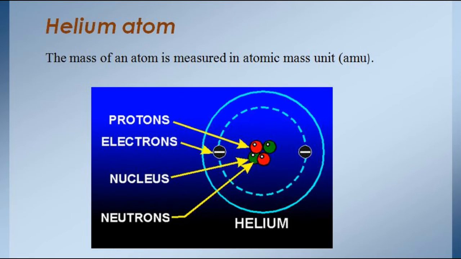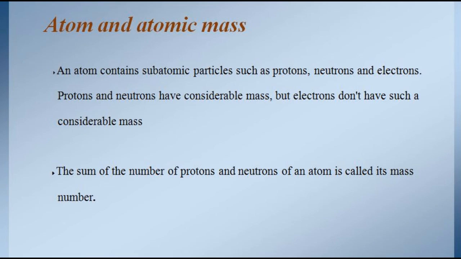Next one, we already know that an atom contains proton, neutron and electron. Here protons and neutrons have some mass, but electrons do not have any mass. We already told that protons and neutrons combine, which means we can add the protons and neutrons numbers to get the mass number.